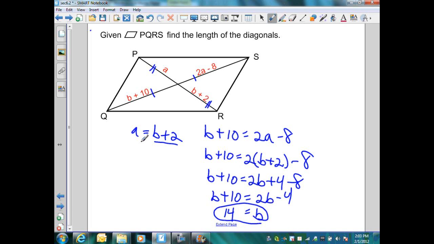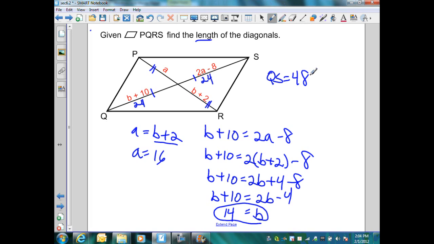Let's substitute that back into our first equation and find the value of a. So when I do that, I'm going to get a equals 14 plus 2, which is 16. But our question asks to determine the length of the diagonals. Therefore, I have to substitute these values back into the expression. So when I substitute 14 into this expression, I'm going to get 14 plus 10, which is 24. Therefore, this entire segment is 24. But I can verify that by substituting 16 times 2 is 32. 32 minus 8 is 24. And the length of diagonal QS is equal to 48.